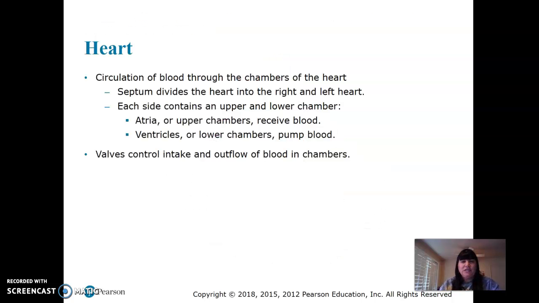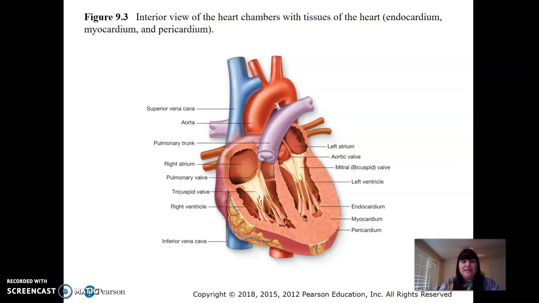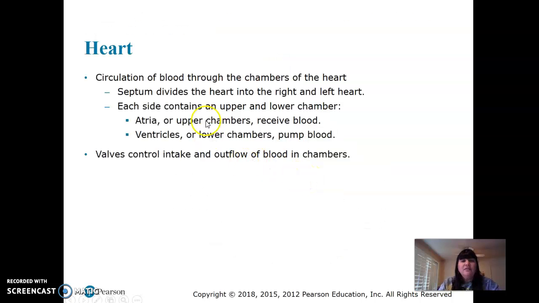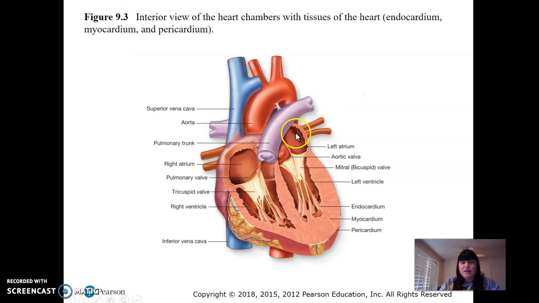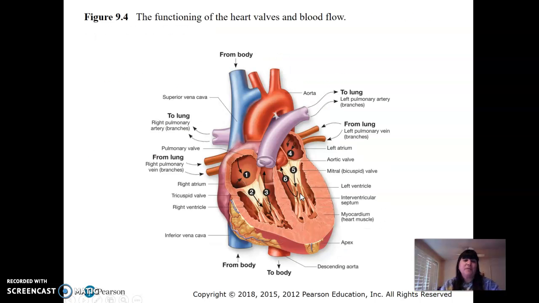So circulation. The septum is this part right here. It's the wall between the right side and the left side. It divides the heart into right and left heart. Each side contains an upper and lower chamber. Atria, the upper chambers, receive the blood. The ventricles, the lower chambers, pump the blood. Valves control the intake and outflow of the blood in the chambers. So they're talking about the atria, the ventricles, the valves, the interatrial septum between this side, and the interventricular septum between that side.